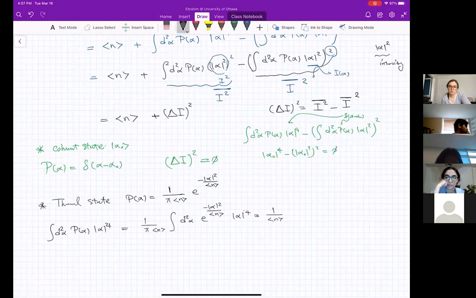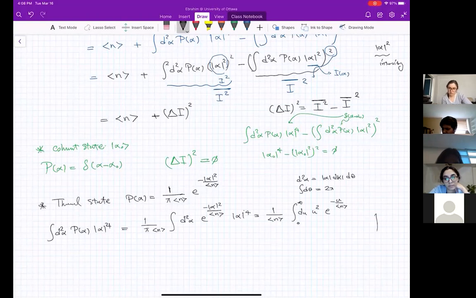The integral of du u² e to the power of minus u divided by n̄. Okay, what I have done is the same technique. So d²α is equal to the absolute value of α, d|α|, dθ, and integration over dθ will give you 2π. And that is changing from 0 to infinity.